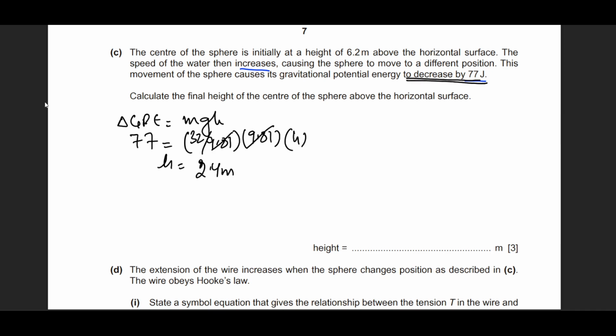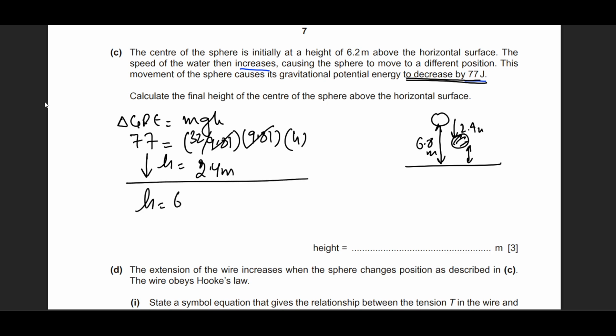Since it is a loss of gravitational potential energy, this would have been a movement downwards. So if the previous height of the balloon above the surface was 6.8 meters, it has lost 2.4 meters. So how high above the surface is this? That would lead to 6.8 minus 2.4 equals 3.8 meters. So we would have written down 3.8 meters.